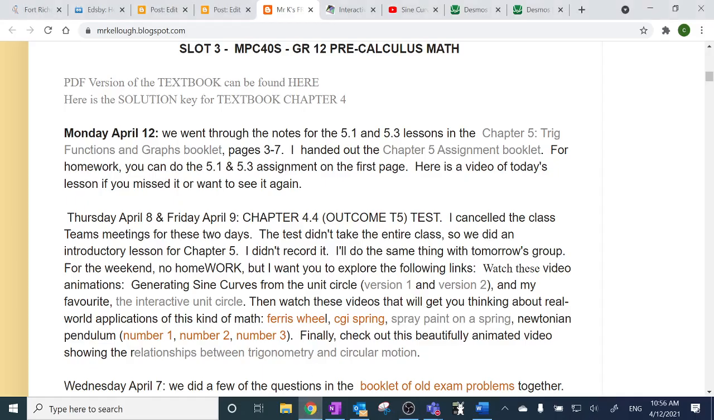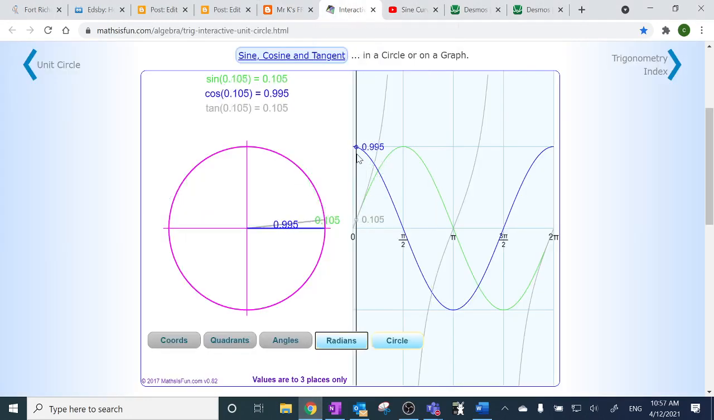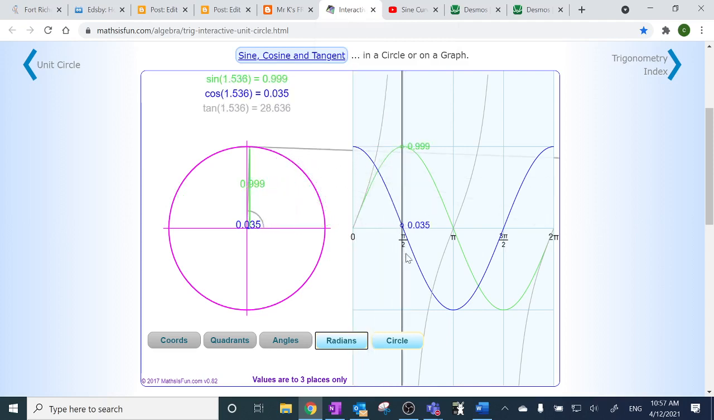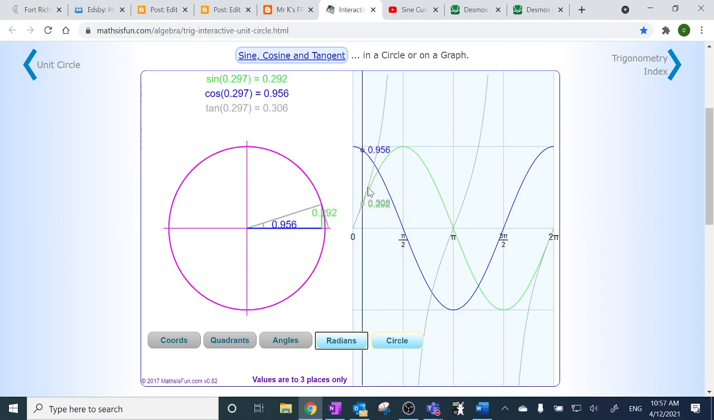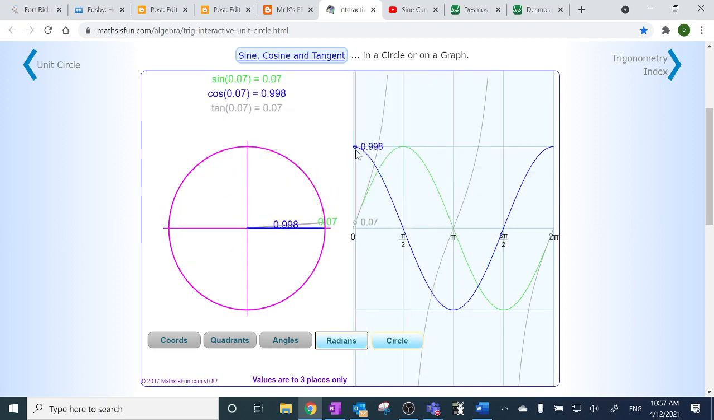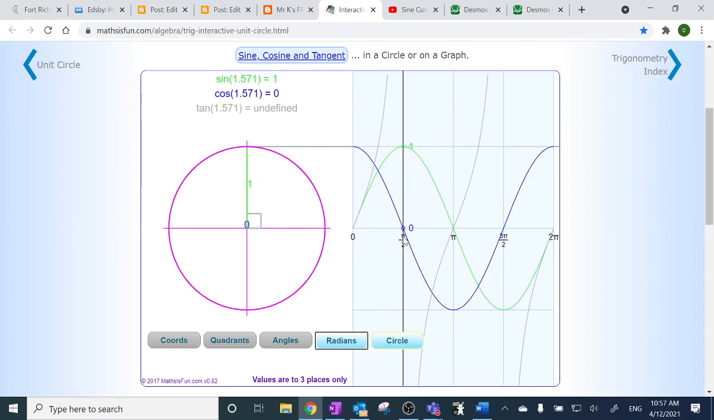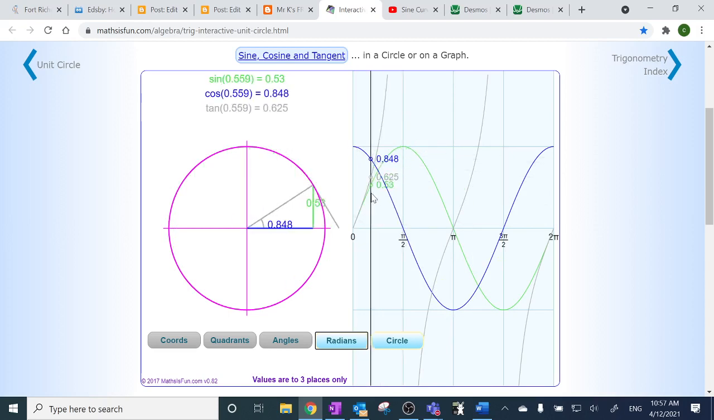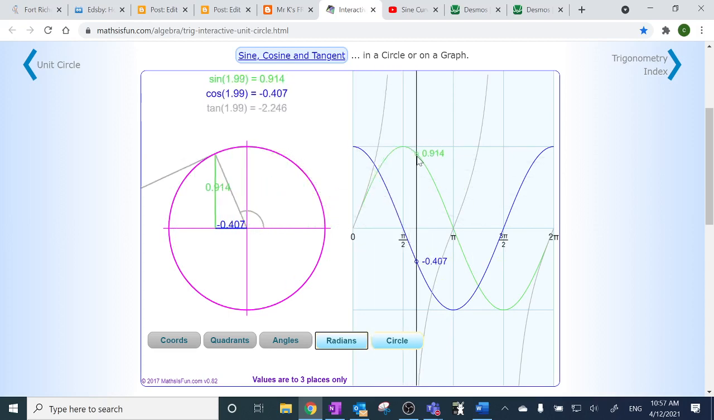So if you compare the picture I just showed you that we did on the board to the interactive unit circle that I put on the blog on Friday, so you were supposed to play with this over the weekend a little bit, you'll notice that the green one that I'm doing here is your sine curve. The blue one is your cosine curve. And once again, this one looks very close to the one that I did on the board, right?